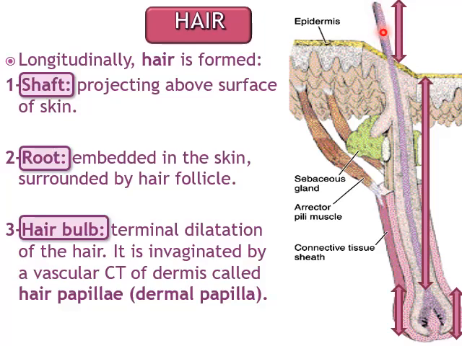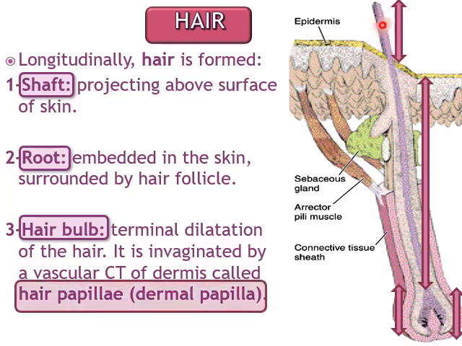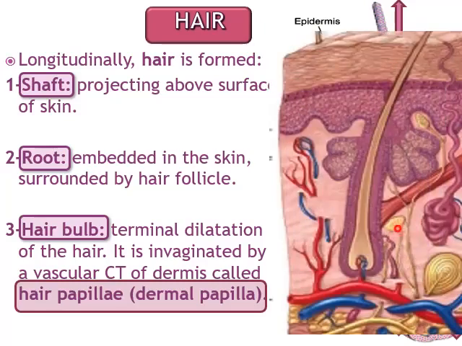So I have three parts of the hair. The hair shaft is the part of the hair that projects above the surface of the skin. The second part of the hair is the root, which is embedded in the hair follicle, or present in the hair follicle. And the third part is the hair bulb, the terminal dilatation of the hair, which is invaginated, as we see here, by highly vascular connective tissue called hair papilla or dermal papilla.